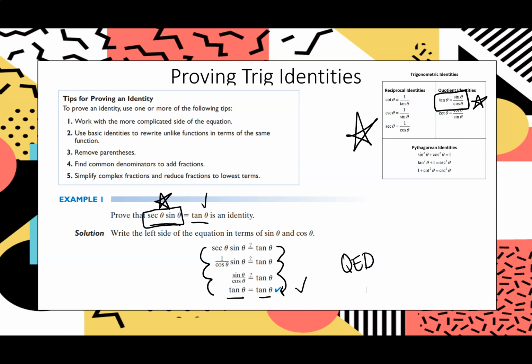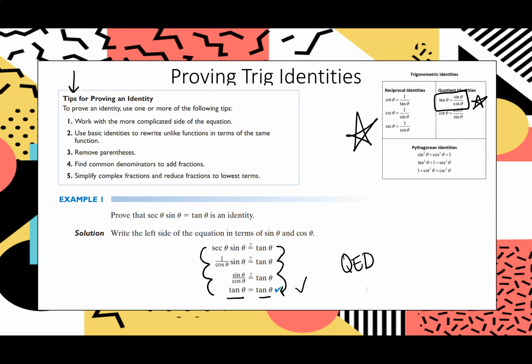We have proved that those two things are exactly the same. They are equal. All right, so now that we've gotten that out of the way, we see what a problem looks like. I think it makes more sense now to go back and look at some tips for proving an identity.